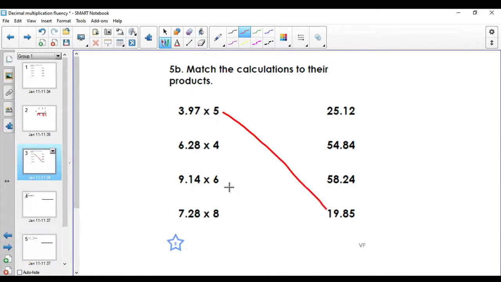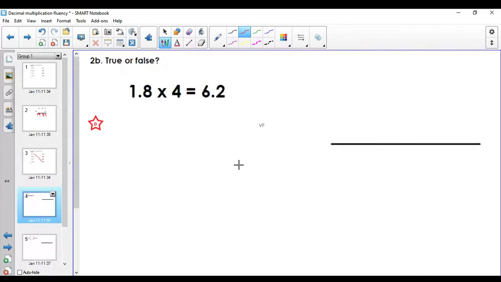I've matched one calculation to a product. What a clever boy I am. Okay, other kinds of problems where you're using your decimal multiplication skills. True or false? Well, there's only one way to test it. I need to do it, don't I?